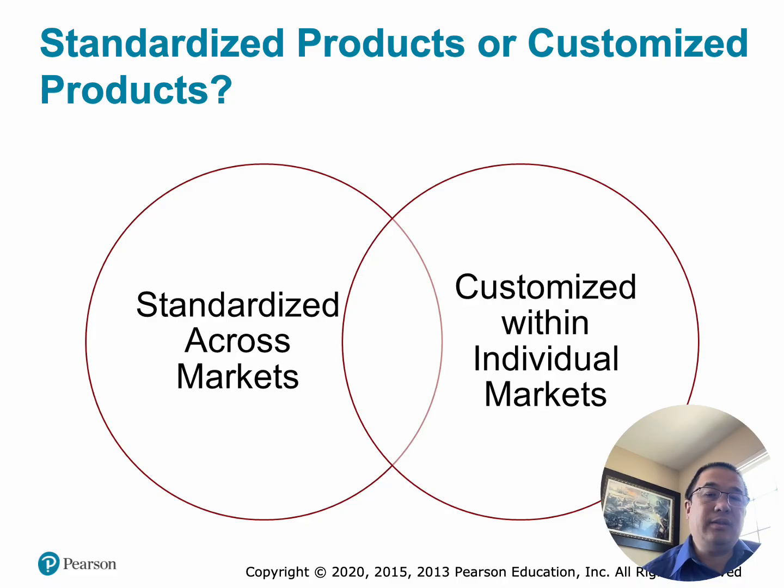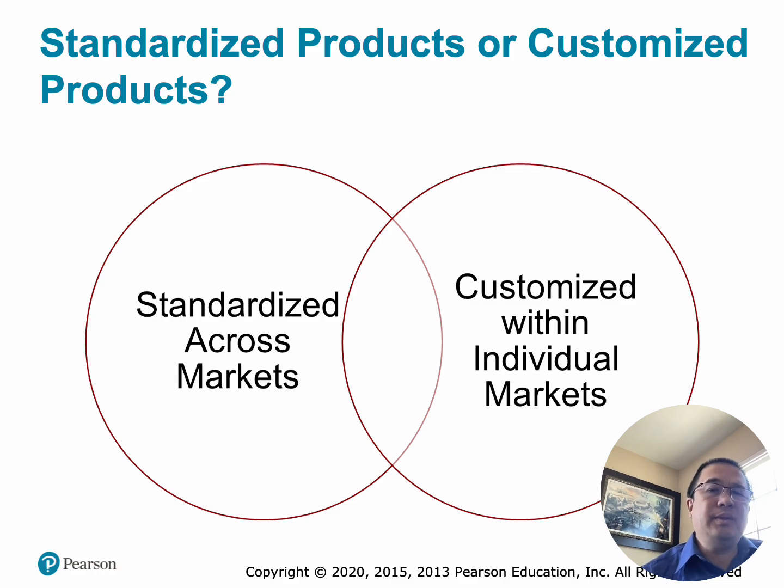Number one, standardized across markets. A standardized product is sold with little or no change in different countries. Characteristics are same product design, same brand image, similar packaging, and similar marketing message. The advantages of this are lower production costs, economies of scale, consistent global brand image, and easier management. Again, examples are Apple iPhone, Nike athletic shoes, and Intel computer processors. Most customers around the world buy essentially the same product.